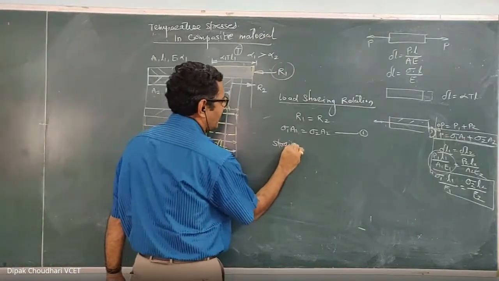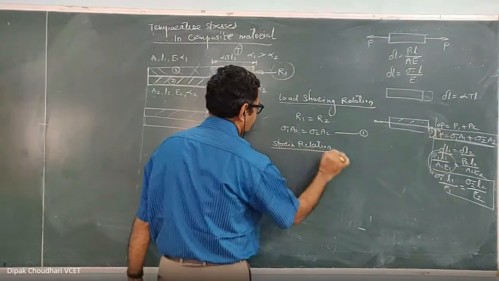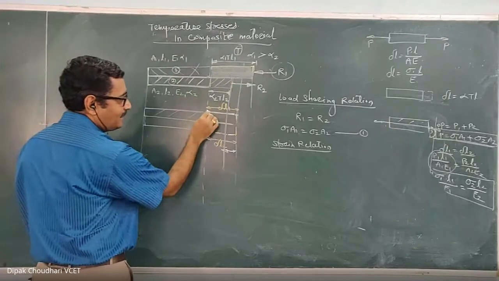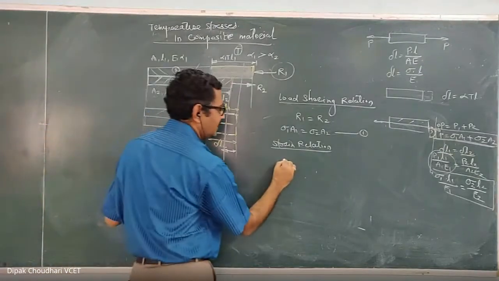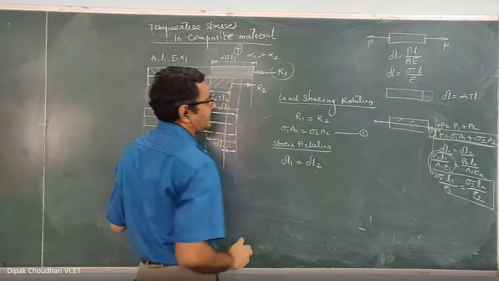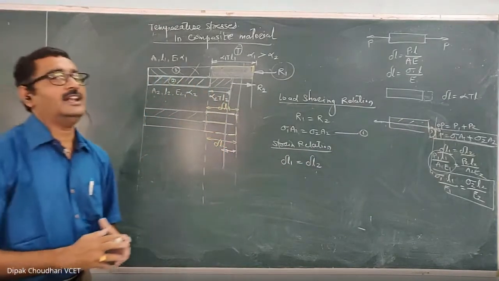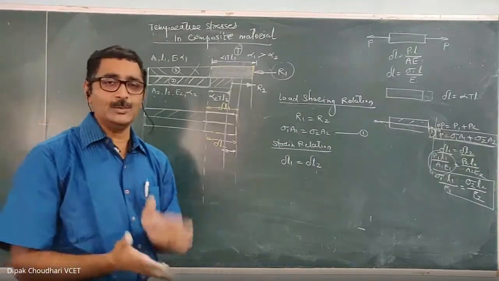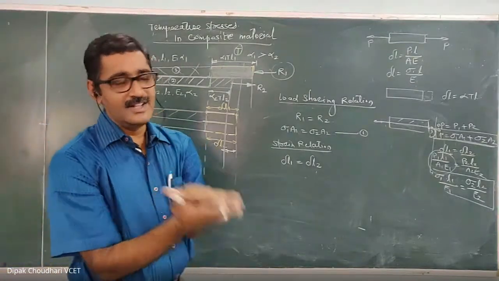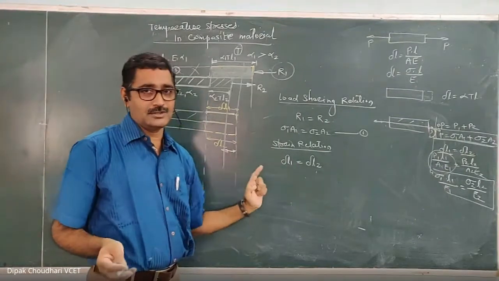I told you that you write here the strain relation, but write the relation of their deformation. Okay, and here you have to write down the relation of their final deformation. Here it is delta L1 equal to delta L2. Since they are rigidly connected, the deformation of both the materials will be the same. This deformation is the final deformation.